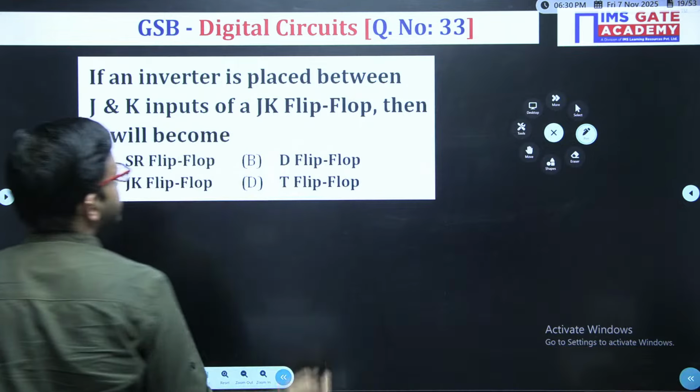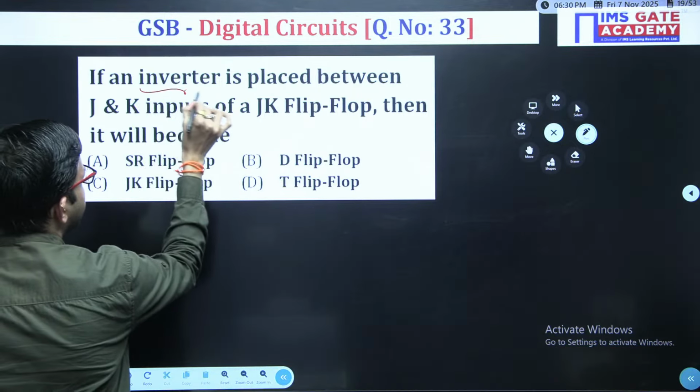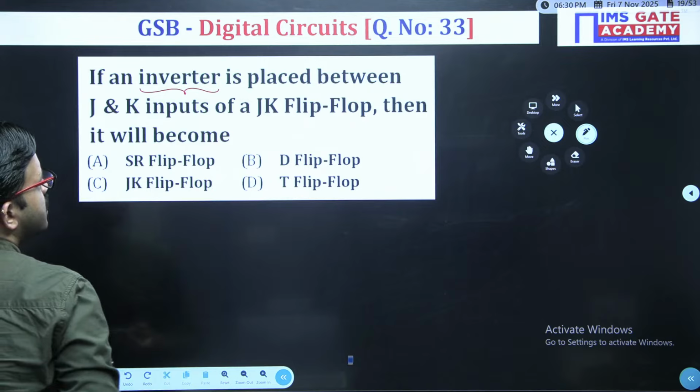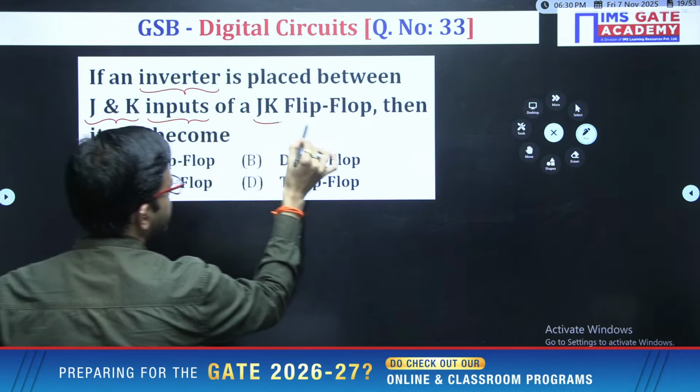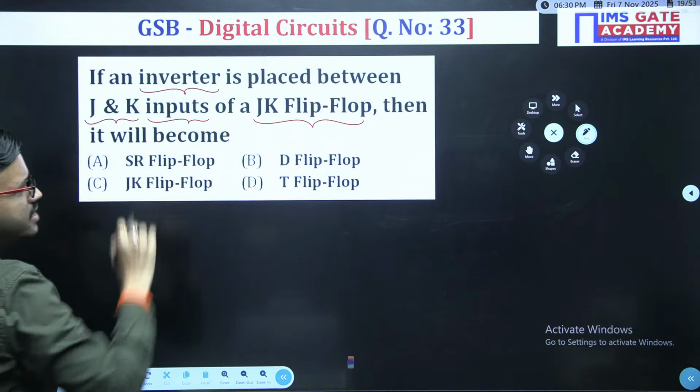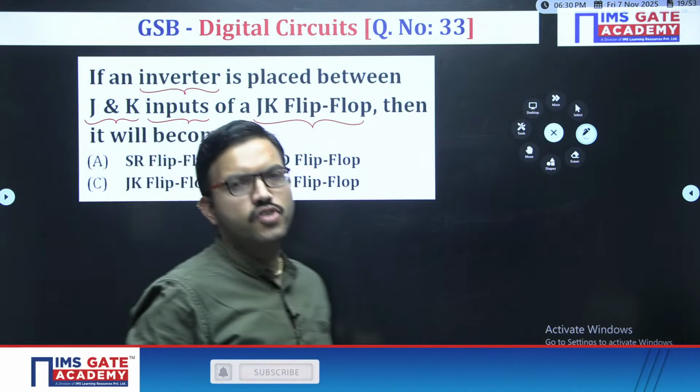So here, let us read the question. You have an inverter or NOT gate placed between the J and K inputs of a JK flip-flop. Then the resultant flip-flop becomes what?